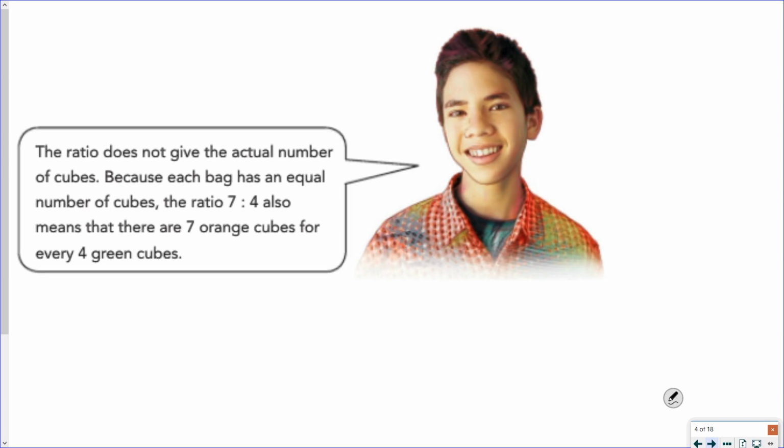So an important piece of information is given in the statement here by this young man, and it's a statement that will come into play later in this chapter, and it's this very first sentence here. That the ratio does not give the actual number of cubes. And I like to think of the terms of the ratio to tell you how many sets. So you have 7 sets of orange cubes and 4 sets of green cubes.